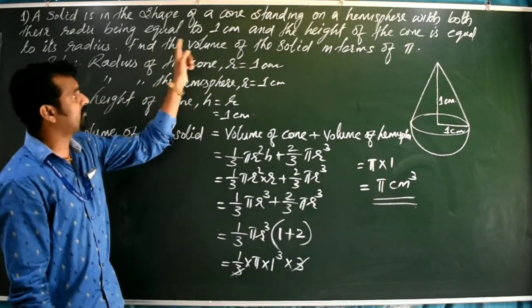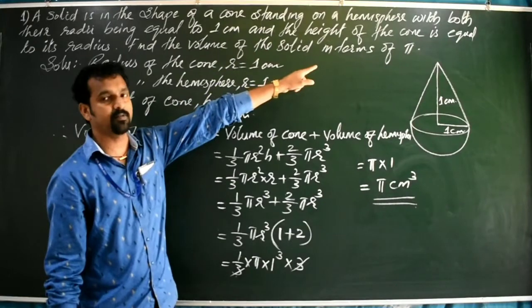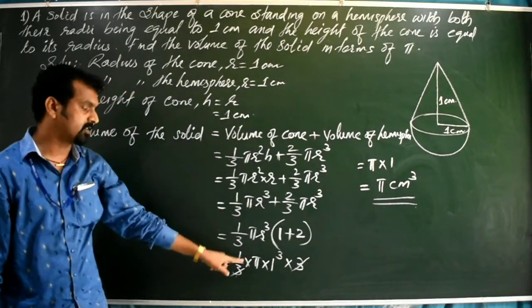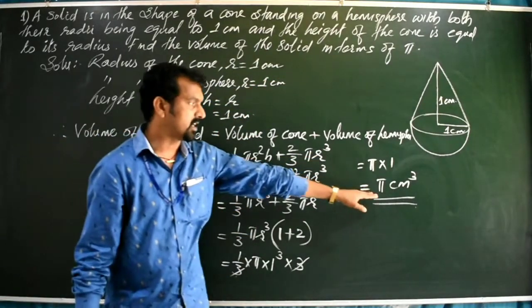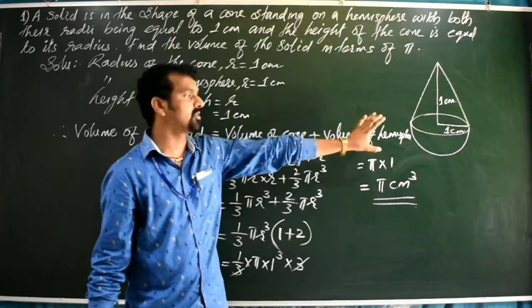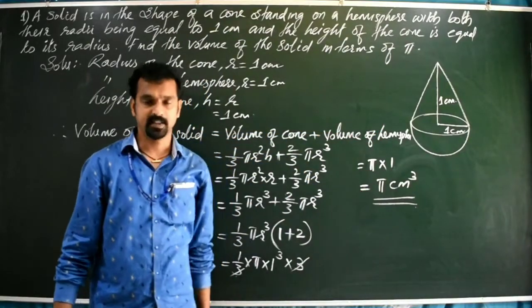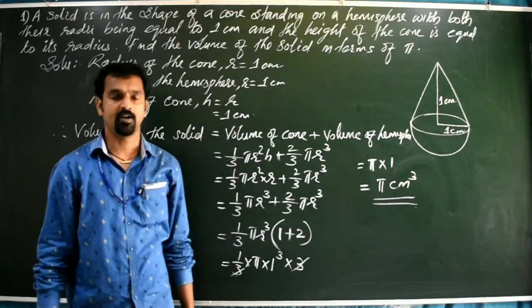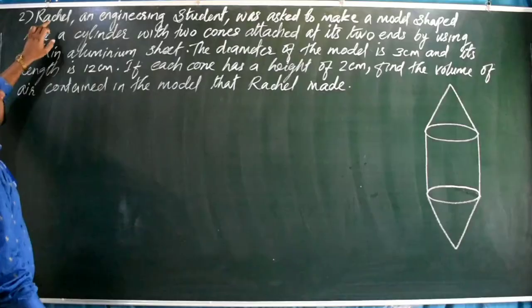Here the question was to find the volume of the solid in terms of pi. So we cannot substitute the pi value there. It should be there in the answer. So the volume of that solid is equal to pi centimeter cube. Okay, now question number 2.